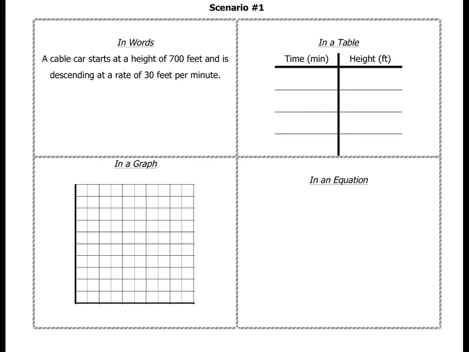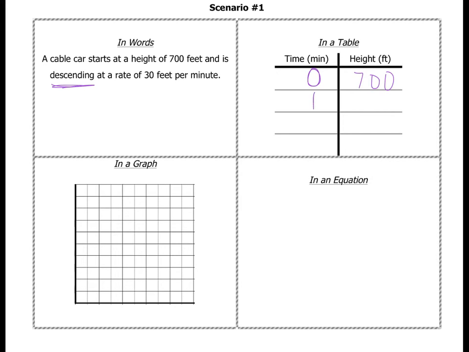So what we're going to do is take one bit of information and show you what it looks like in a table, in a graph, and then in an equation. So in words, a cable car starts at a height of 700 feet and is descending at a rate of 30 feet per minute. Please keep in mind that descending means negative. You're going down. So at 0, it starts at 700 feet, which means at 0 time, it's at 700 feet.